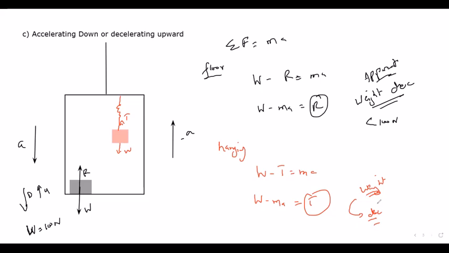The three conditions for an object inside the elevator or lift. First one, if the lift is at rest or moves with a constant speed, the apparent weight will be the same as the actual weight. But if it is accelerating downward, the apparent weight will be lighter, and if it is accelerating upward, the apparent weight will be higher.